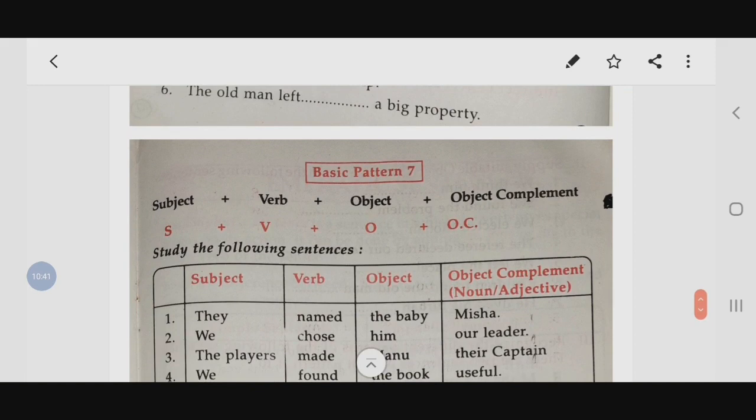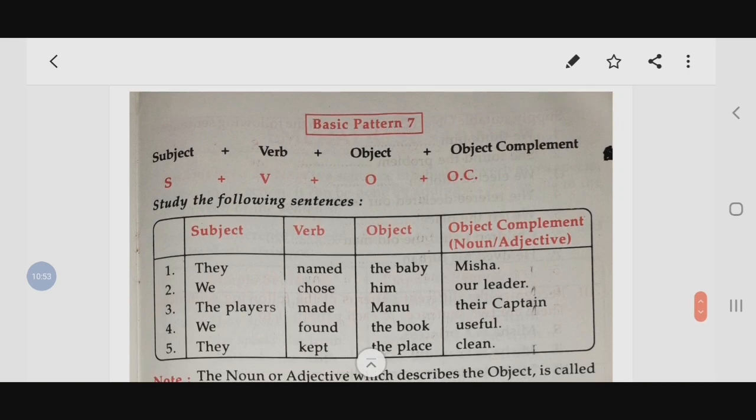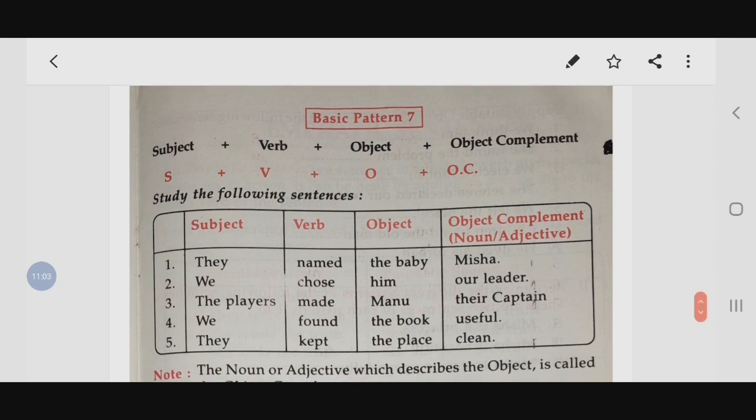Subject verb object complement. You can call it SVOC. Subject verb object complement. This complement is an object complement. SVOC. They named the baby Misa. We chose him our leader. The players made Manu their captain. We found the book useful. They kept the place clean. Okay, this is object complement.